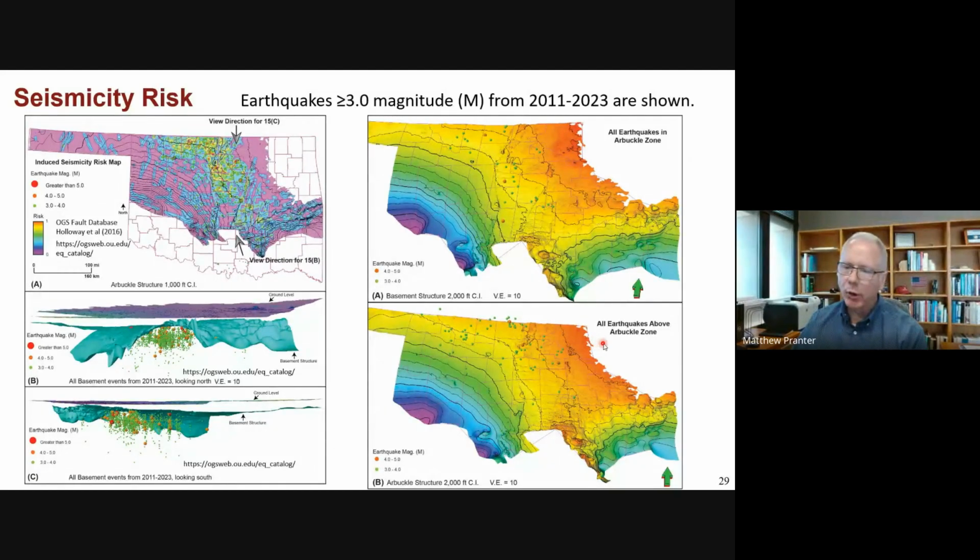And then this map on the lower right shows all earthquakes above the Arbuckle zone. It's the same thing: you can see the distribution of these points, but shallower, there are no earthquakes that have been recorded, and also deeper within the basins.